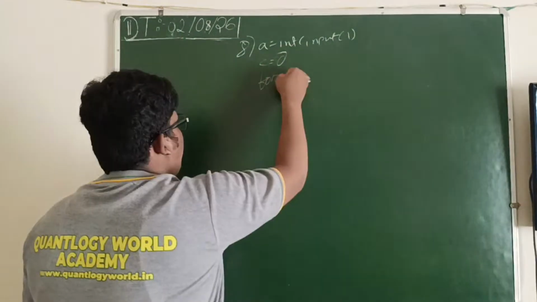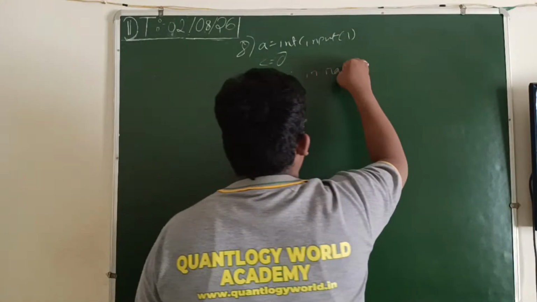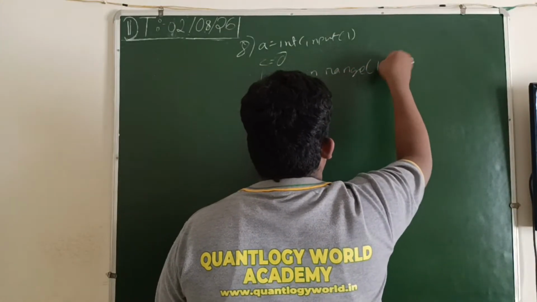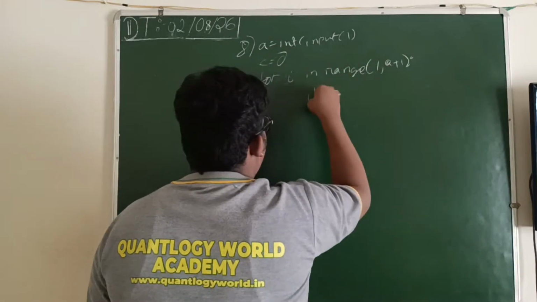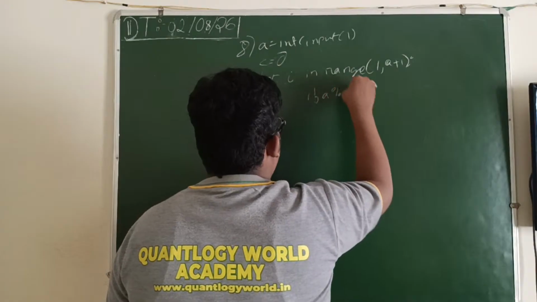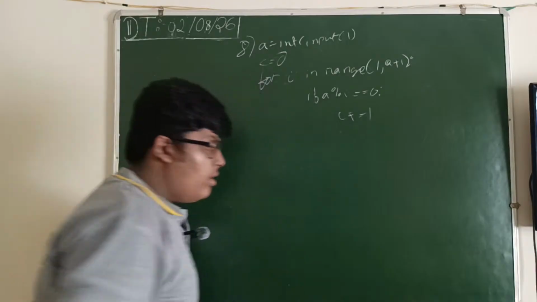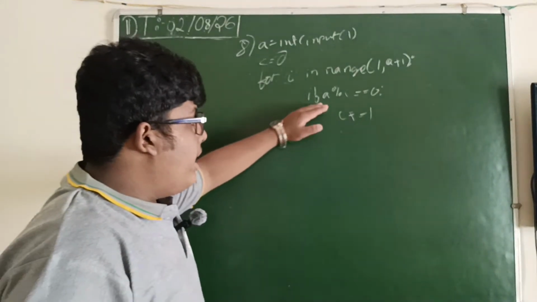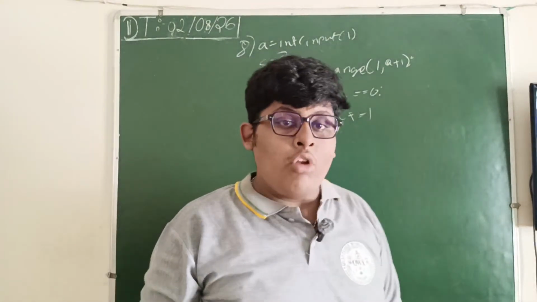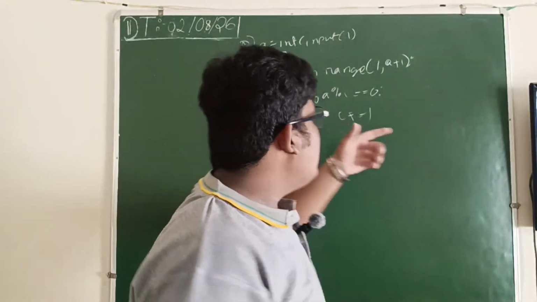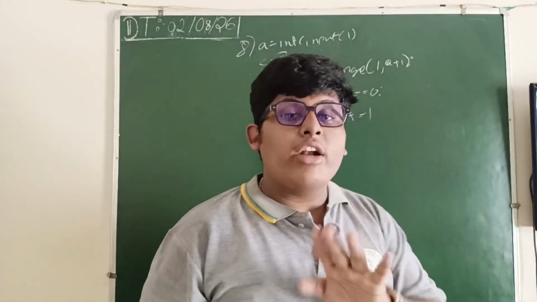For I in range 1 to a plus 1. If a % I double equal to 0, then c plus equal to 1. If a is divisible by I, meaning I is a factor of a, then the value of c will increase by 1, meaning this c counts the number of factors of the number.